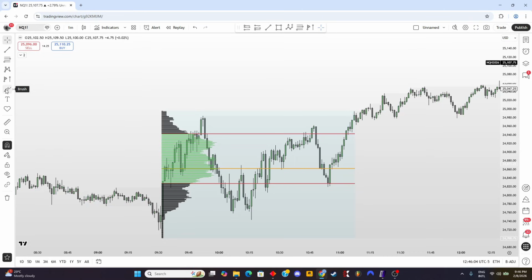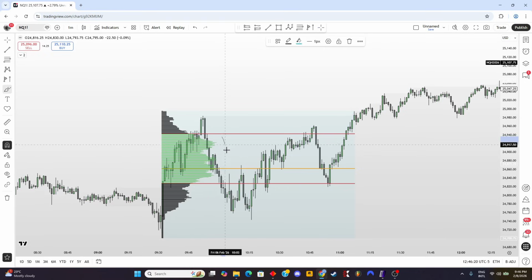But when you have a D shape, what exactly is happening within this level? Within the value area high and value area low, the participants are considering the price fair.